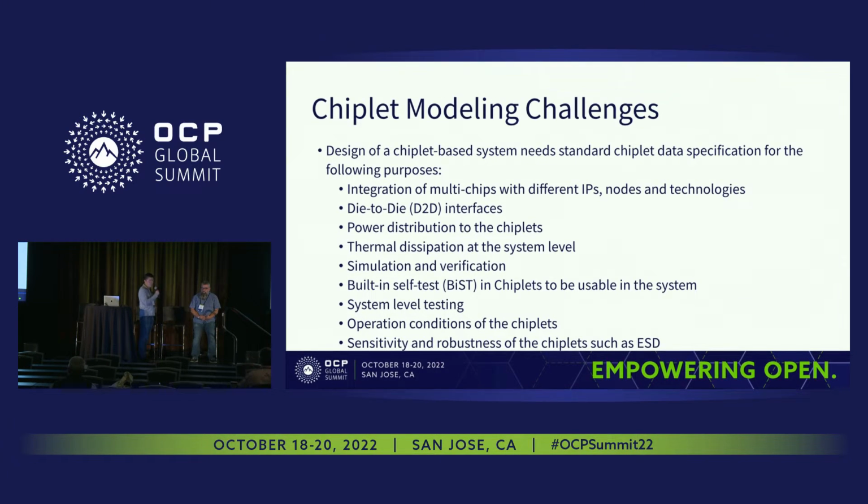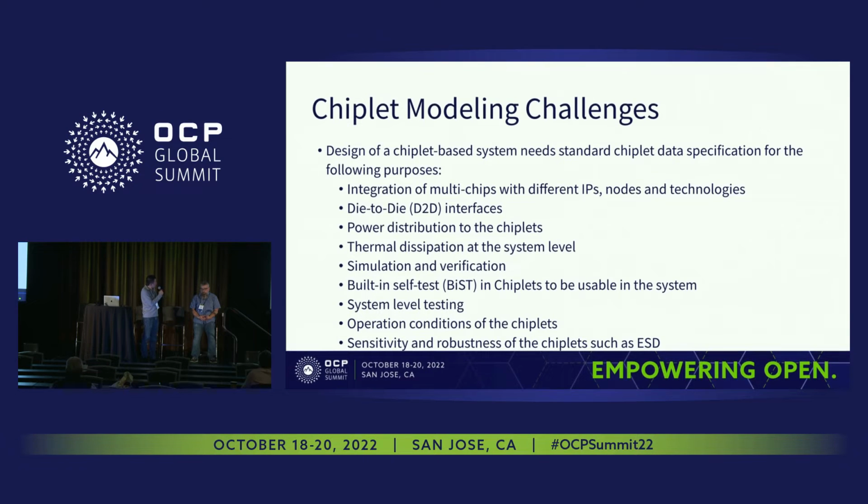We talked about the chiplet model, and now let's look at the challenges facing the chiplet model. The design of chiplet-based systems requires chiplet data for the following reasons. First is the integration of multiple chips with different IP nodes and technologies. Obviously, they are going to come from very different vendors, each of them having a very different data set and norms.